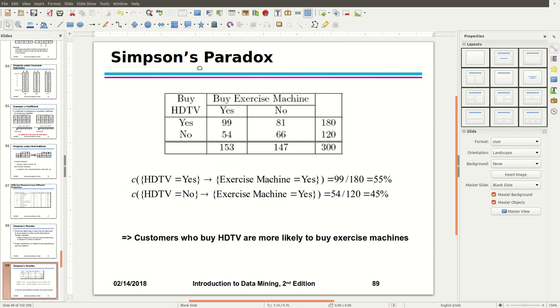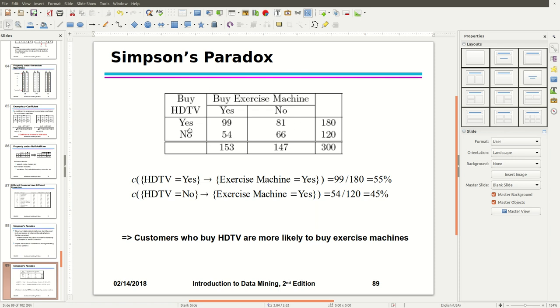So let's look at Simpson's paradox here. We have HDTV buy versus exercise machine buy. You will buy or not buy, right? Yes is yes, you buy, no you don't. So if you look at this table, again this is a contingency table.